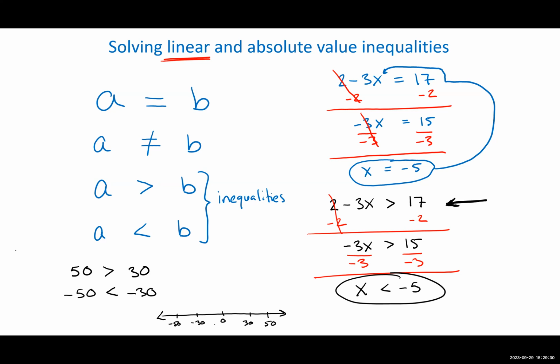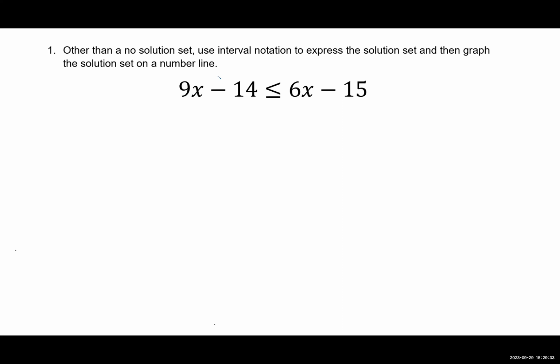Okay, so let's look at a couple of problems. We've got 9x minus 14 is less than or equal to, so now we have two symbols together, less than or equal to 6x minus 15. Other than a no solution set, use interval notation, which we'll talk about in a moment, to express the solution, and then graph the solution set on a number line. I'm actually going to graph first and then do interval notation, but I'm still going to do both.